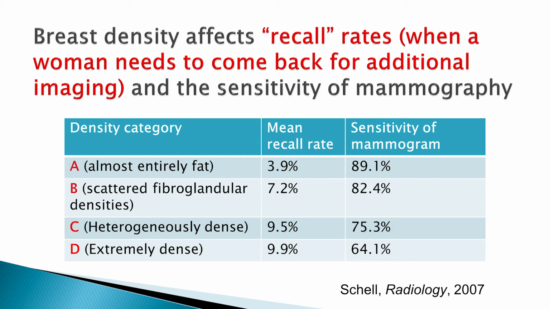Breast density also affects sensitivity of mammography. This table demonstrates that as the density increases from category A to D, more women are called back for extra views after a screening mammogram, and the overall sensitivity of mammography decreases from 89 to 64% in the highest density category.